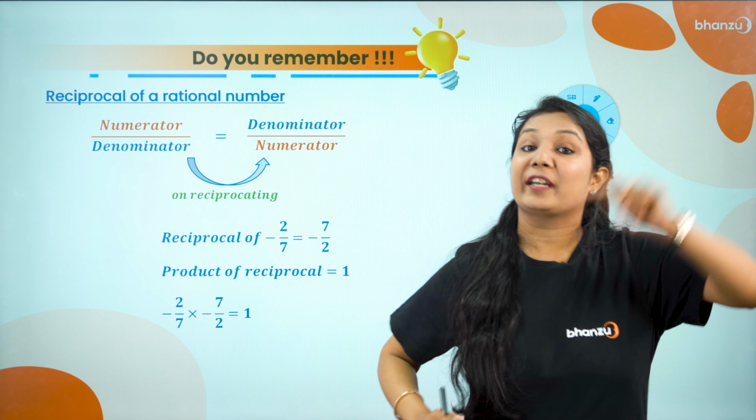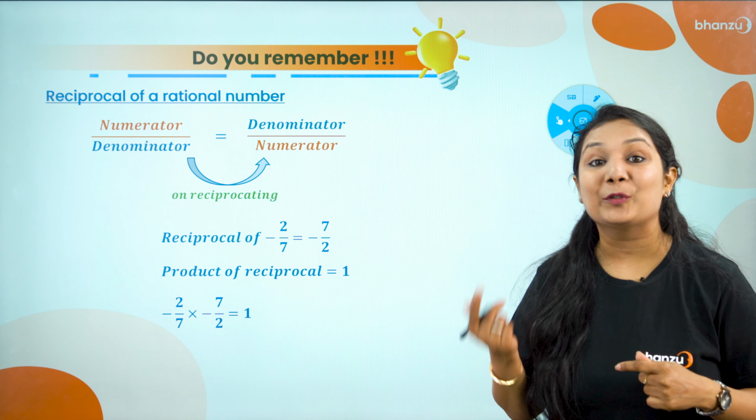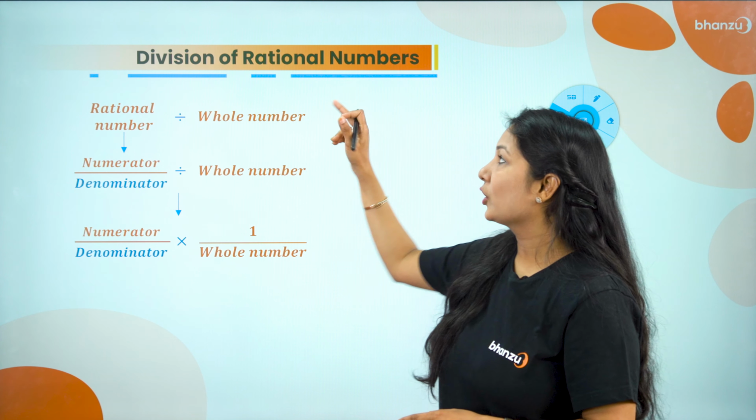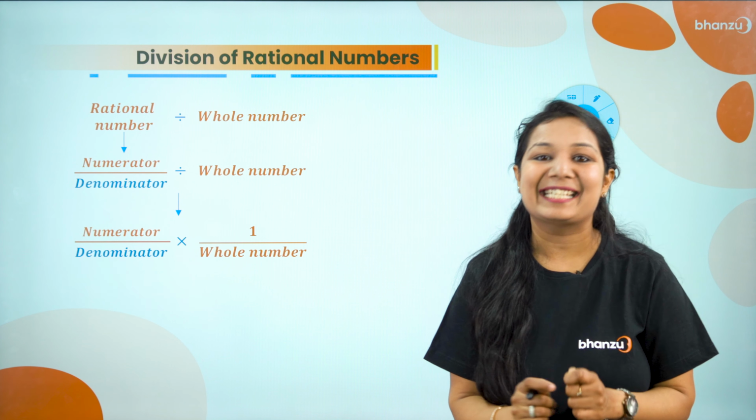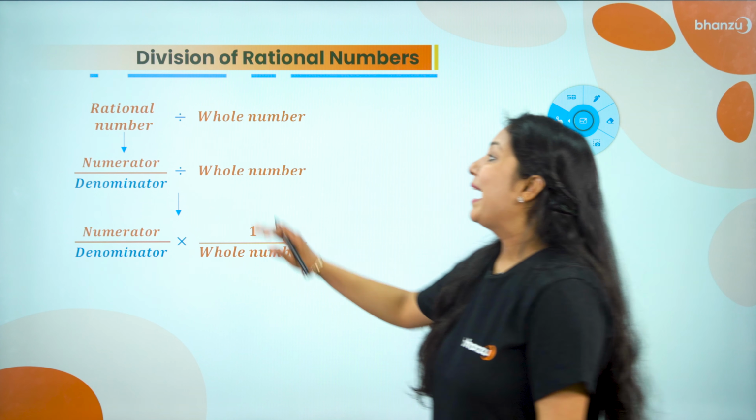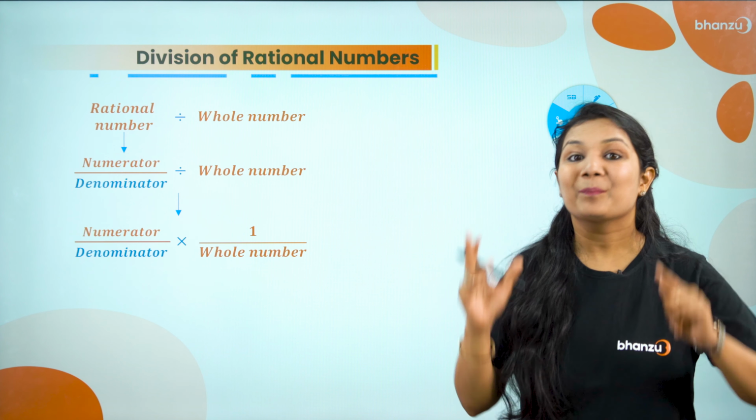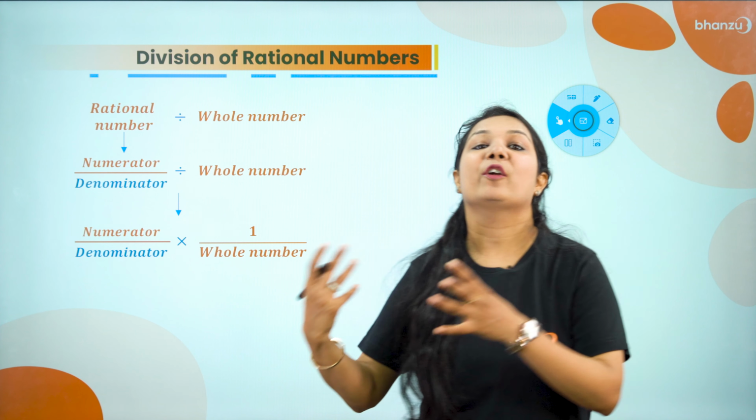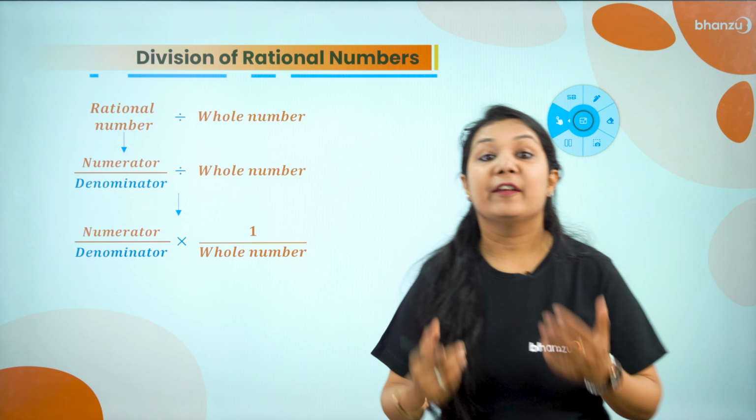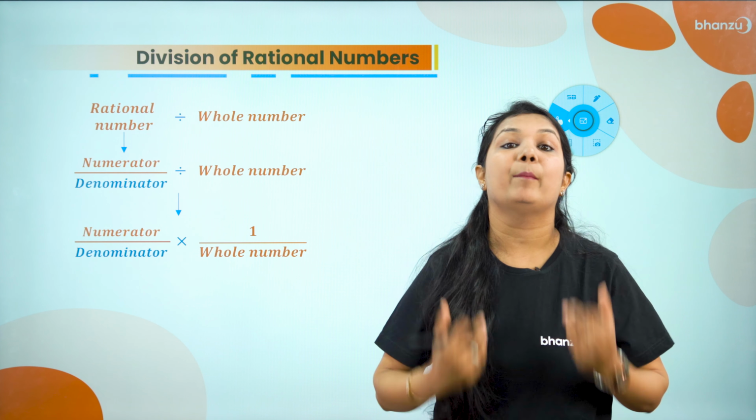Do you remember your division of fractions? Yes, there also we had to use reciprocal concept. So that is why before doing division of rational number, we had revised the concept of reciprocal. So how do we do rational number divided by a whole number? Now, if you remember, reciprocal is always to be done of the second number. So numerator upon denominator, division becomes multiplication and whole number would become 1 upon whole number.